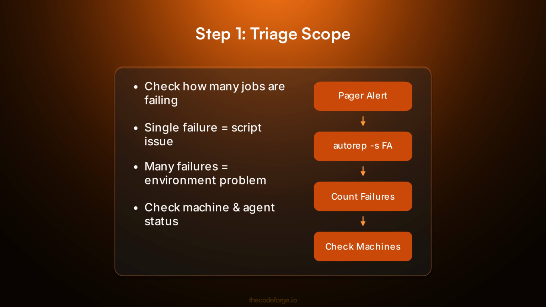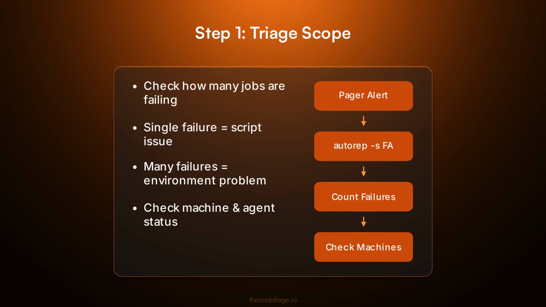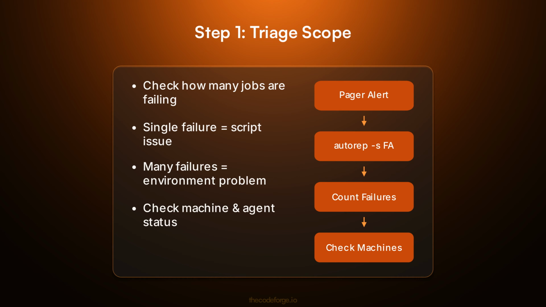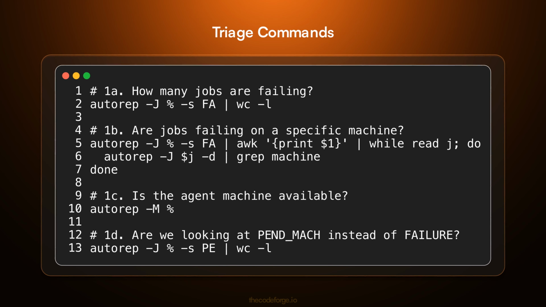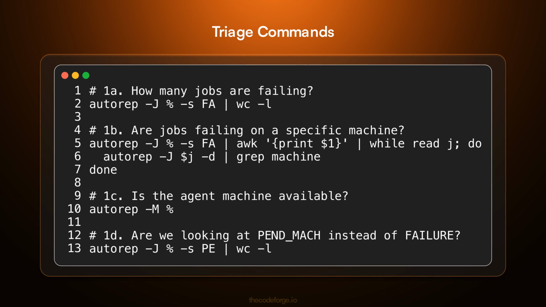When paged, first check the scope. Use autorep -s F -a to count failures. A single failure is likely a script or dependency issue. A cascade points to an environment problem. Check machine and agent status with autorep -m. These commands help you quickly assess the scope. Count failures, check which machines are affected, verify agent availability, and distinguish between failure and pending mock status.